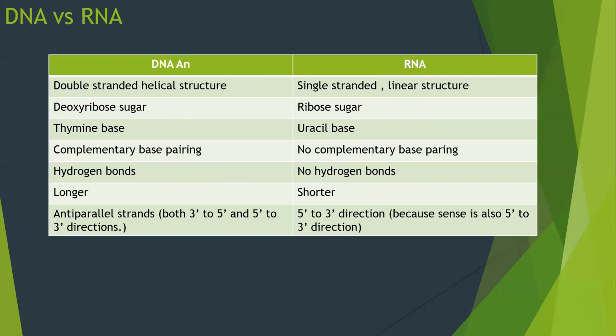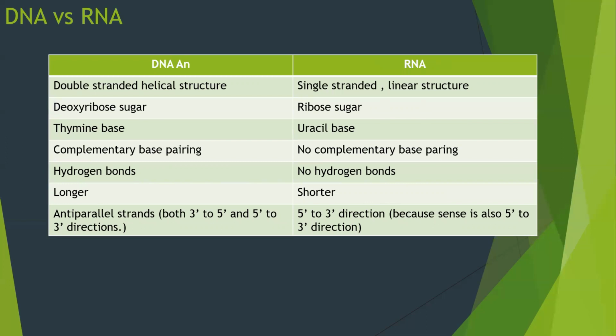And let's talk about the structure of DNA versus RNA. DNA, we know that it is a double-stranded helical structure, but RNA is a single-stranded linear structure. DNA contains deoxyribose sugar. RNA contains ribose sugar in their nucleotides. Thymine base is present in DNA, but in RNA, uracil base. There's complementary base pairing in DNA, no complementary base pairing and no hydrogen bonds in RNA, but you need to take note that in tRNA, it is present. DNA is longer, but RNA could be shorter.